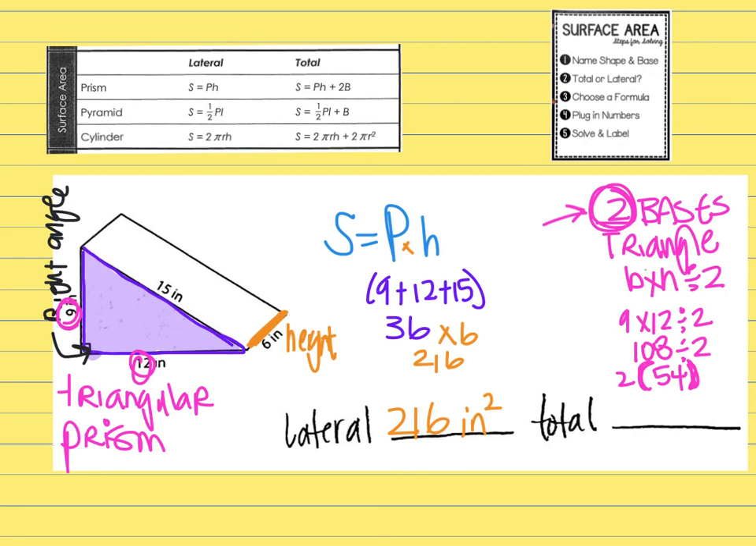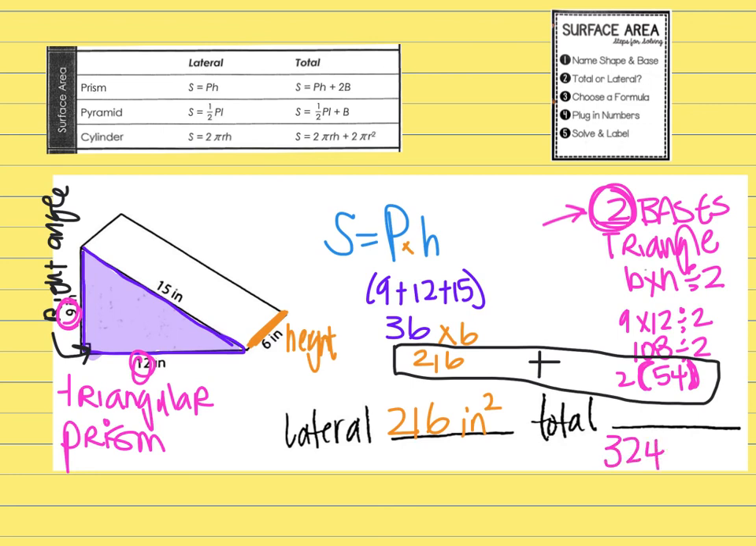Now for me to say the total final answer, I would have to put these things together. The lateral faces, the 216, plus 2 bases. So instead of me just saying 2 times 54, I could really just do 108. And then when I did that, I would get 324 for the total surface area. It's in inches, and surface area is always in square units.